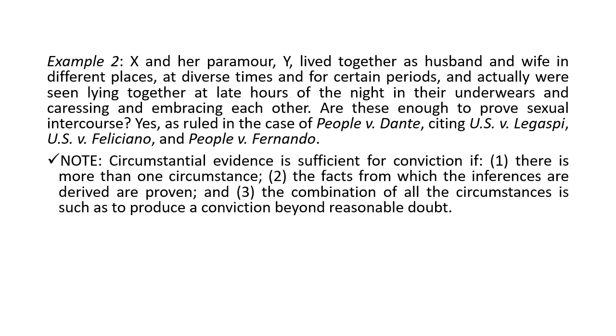You must remember that circumstantial evidence, as was shown for both examples number 1 and 2, is sufficient for conviction if, number 1, there is more than one circumstance. Again, with respect to both examples number 1 and 2, there was more than one circumstance. And number 2, the facts from which the inferences are derived are proven. And number 3, the combination of all the circumstances is such as to produce a conviction beyond reasonable doubt.